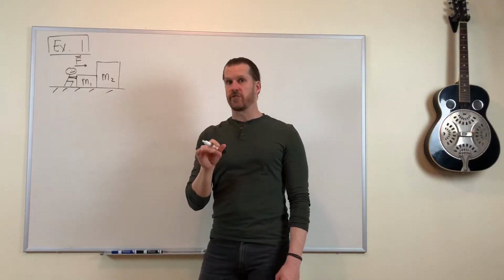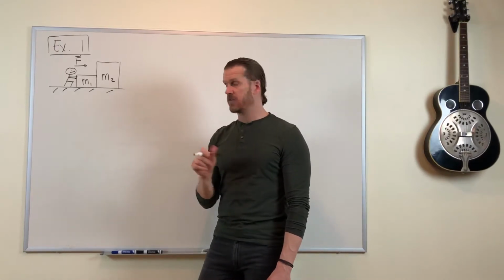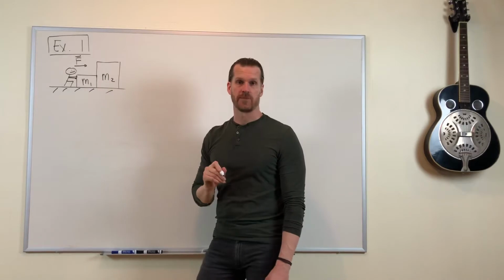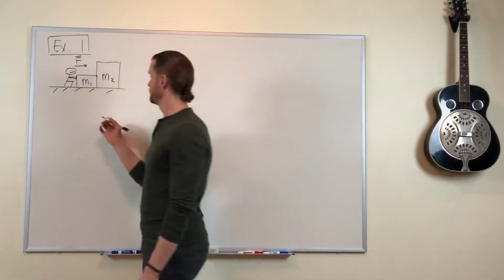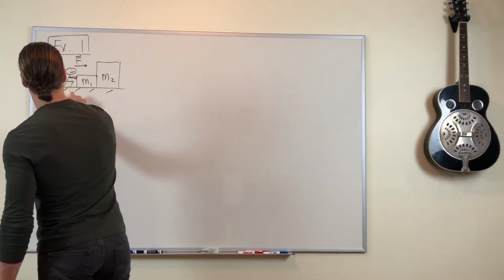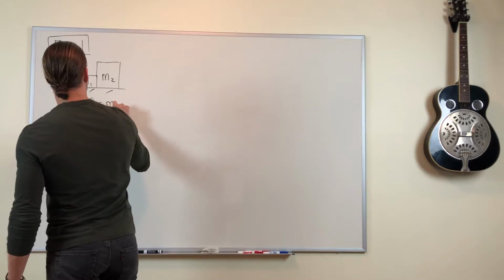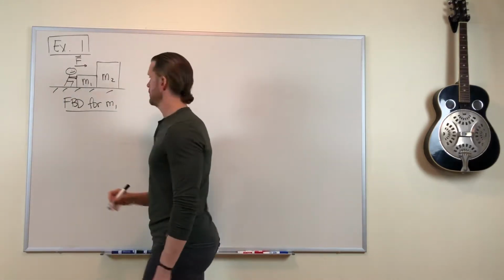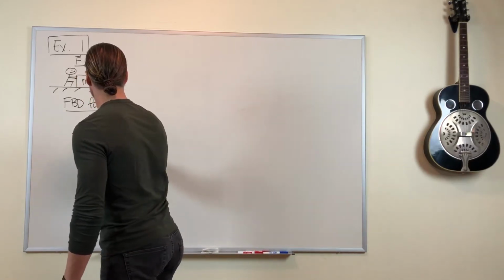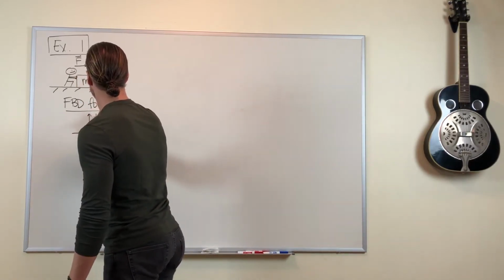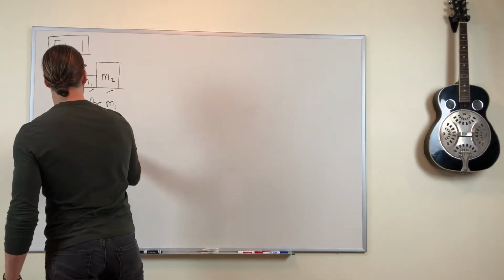So in the procedure I just talked about in the previous video, what we need to do is analyze each of these two objects separately. So I'm going to draw a free body diagram for mass 1, first of all. We'll just use that standard horizontal, vertical coordinate system. Place mass 1 at the center.